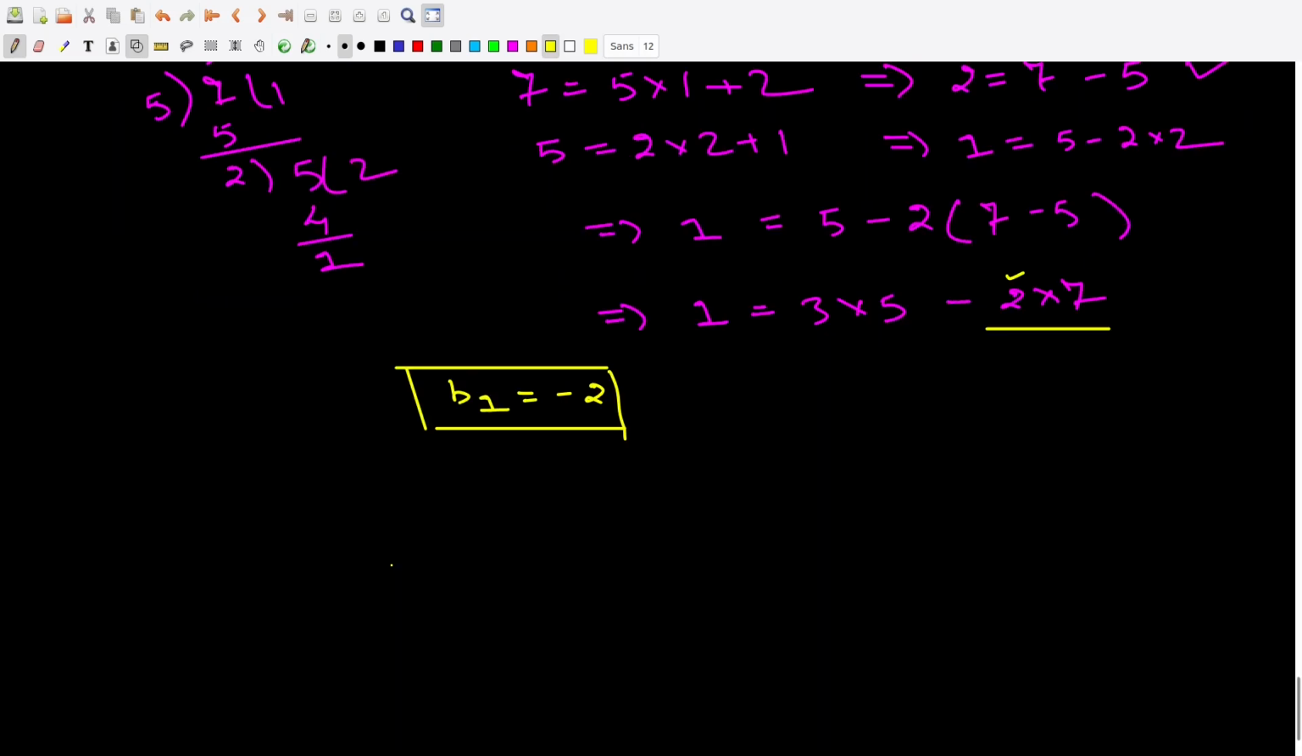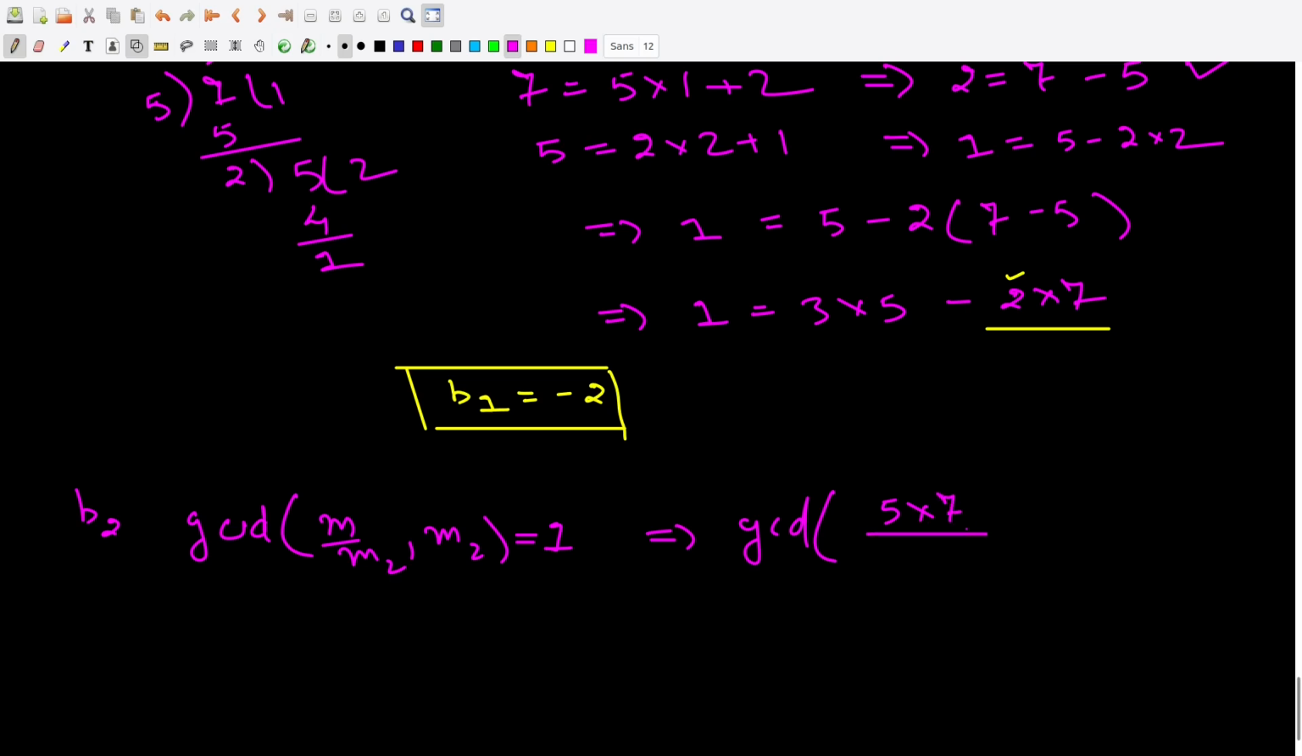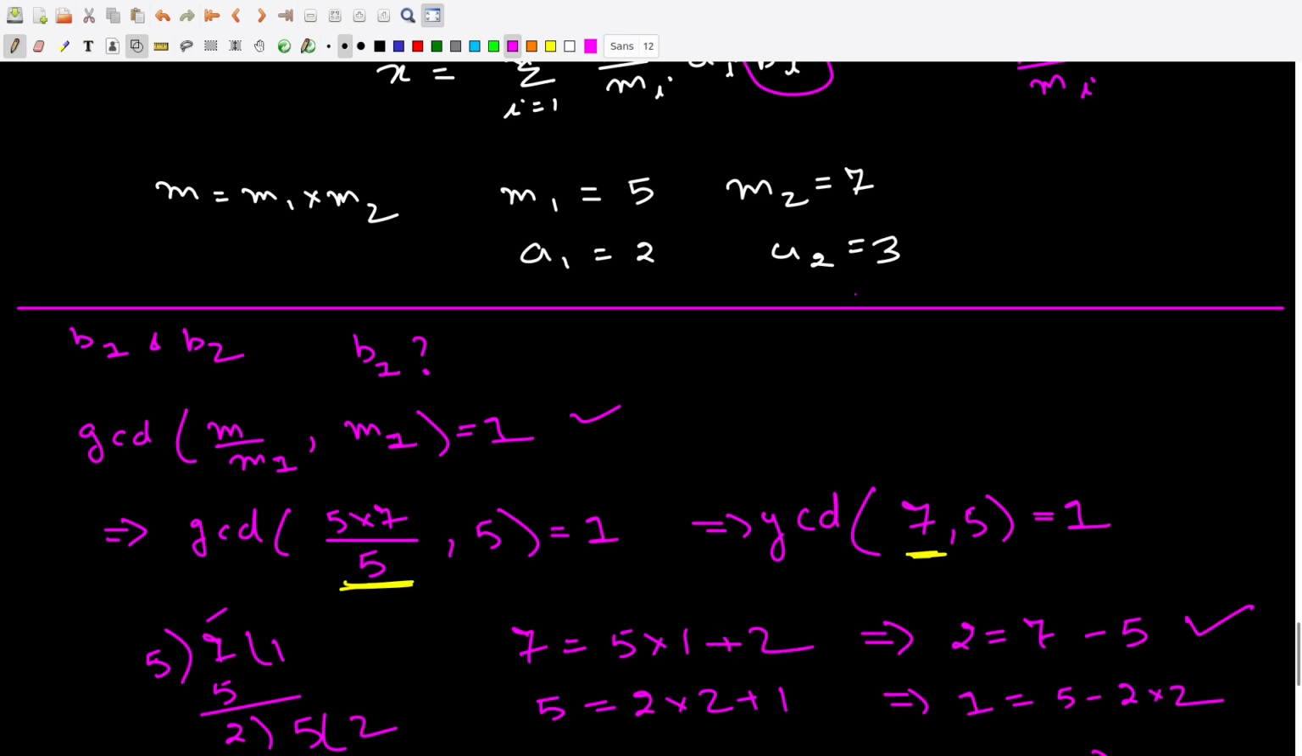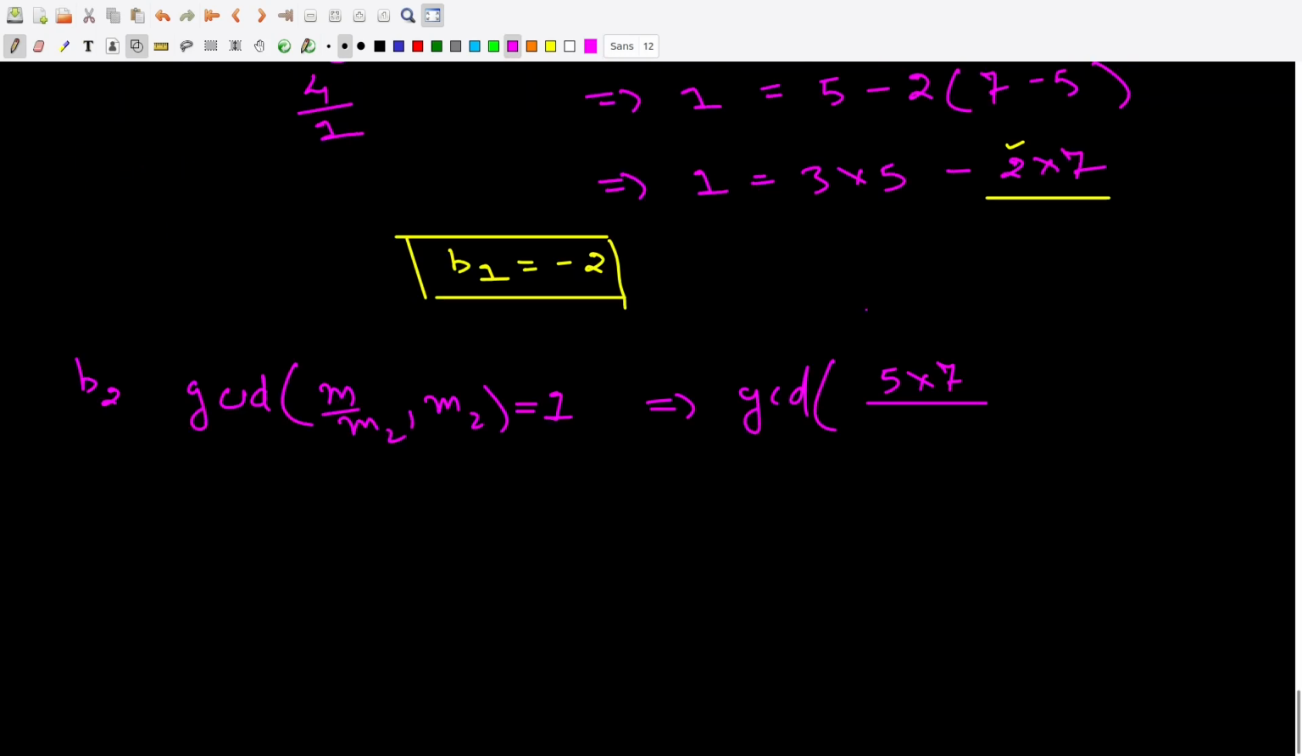Okay, now let us look at b2. So for b2 we know that GCD of M upon M2 comma M2 equals 1. So this is basically saying that GCD of 5 into 7, and this time what is the value of M2? Well, M2 is 7. So let us plug it. 7 comma 7 equals 1.